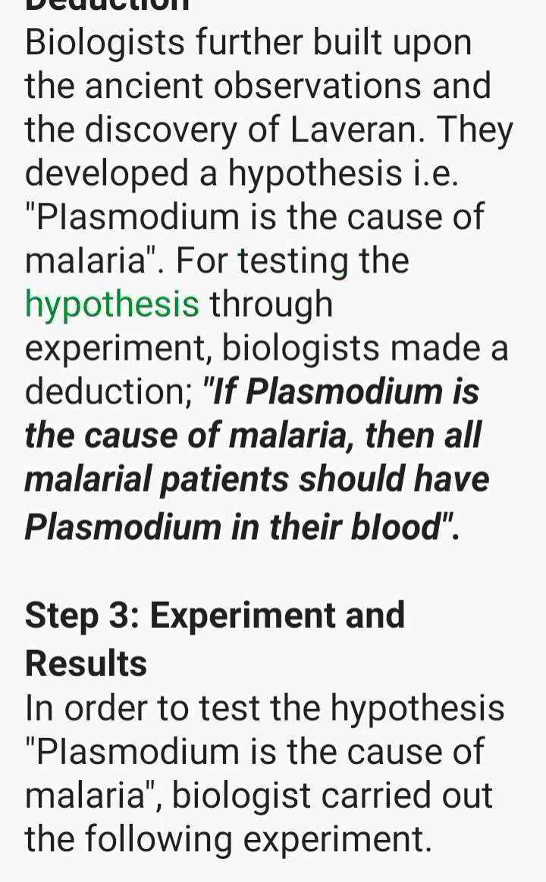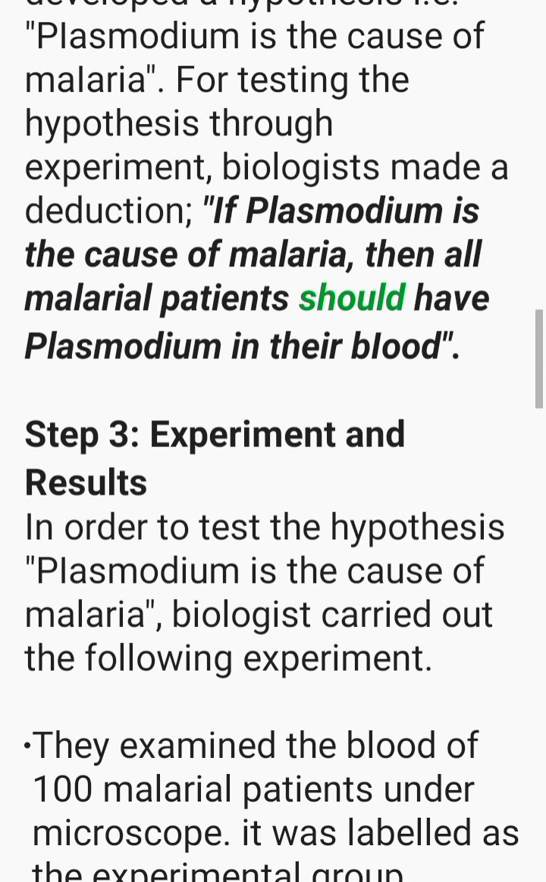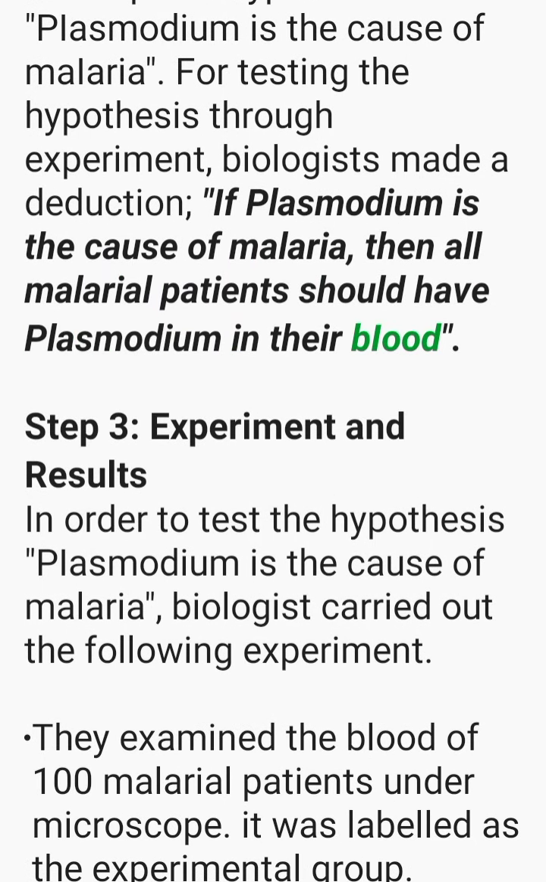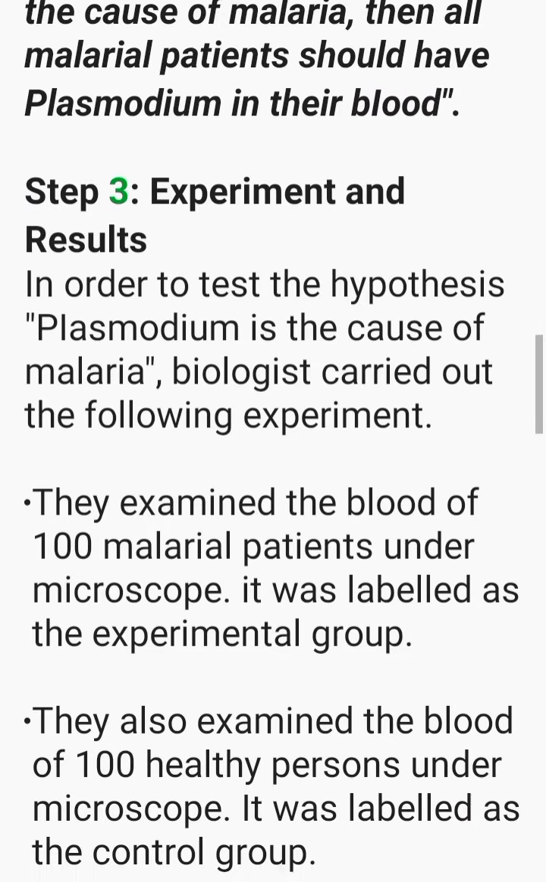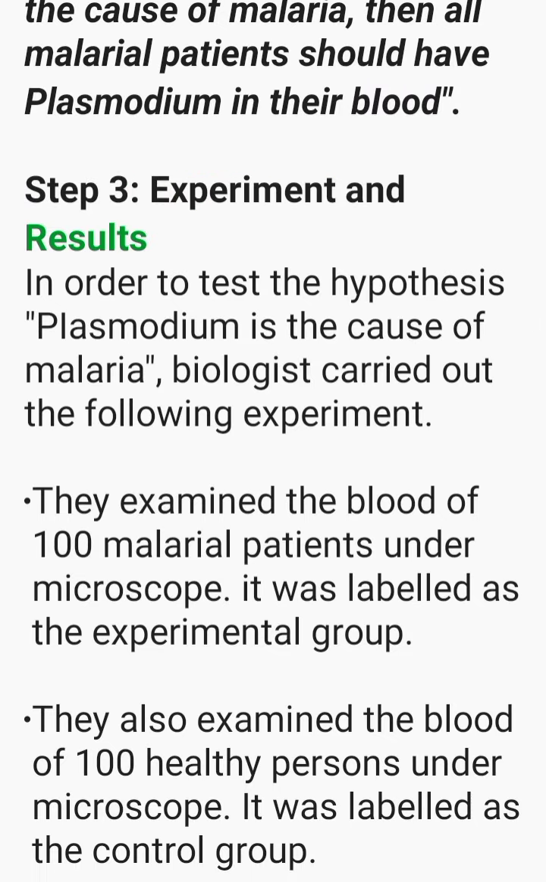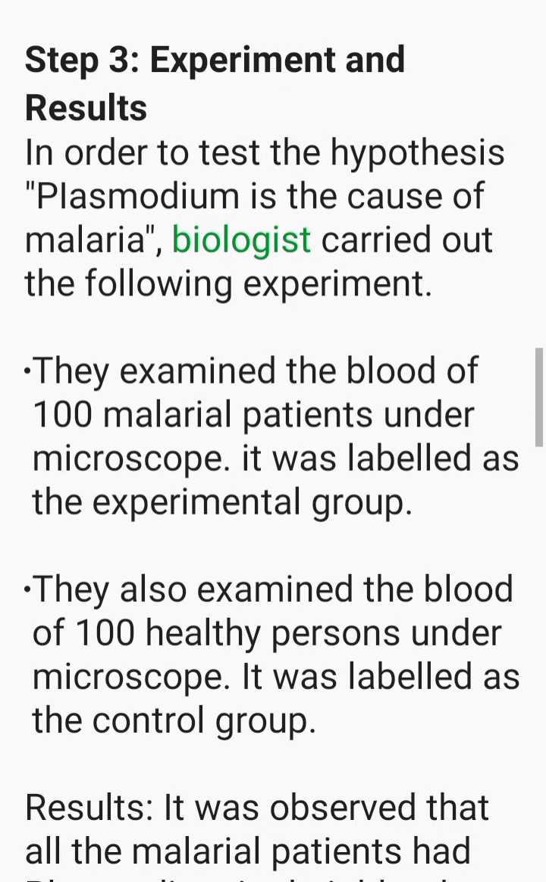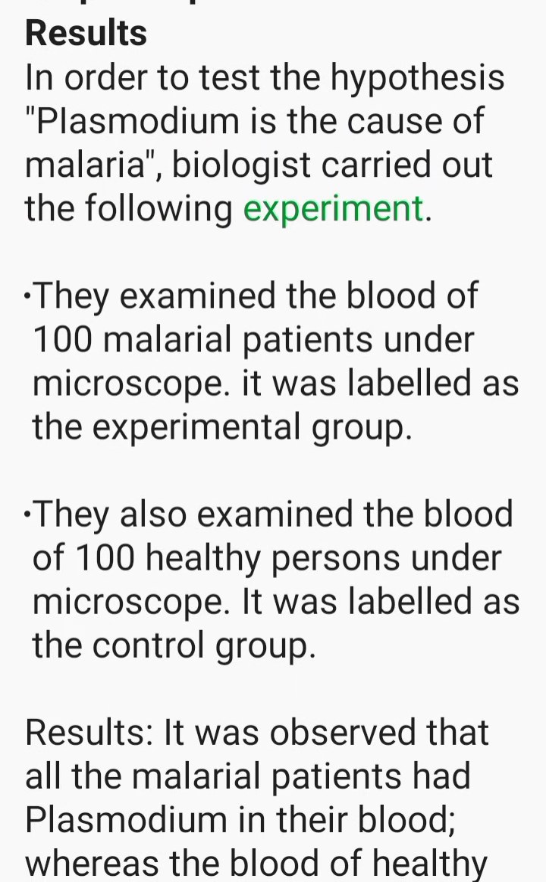For testing the hypothesis through experiment, biologists made a deduction. If Plasmodium is the cause of malaria, then all malarial patients should have Plasmodium in their blood. Step 3. Experiment and results. In order to test the hypothesis Plasmodium is the cause of malaria, biologists carried out the following experiment.